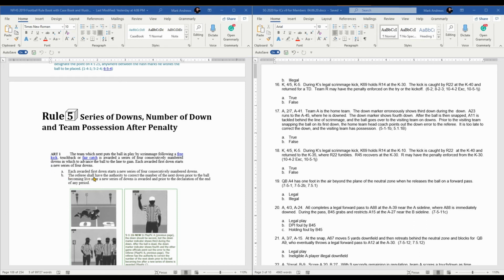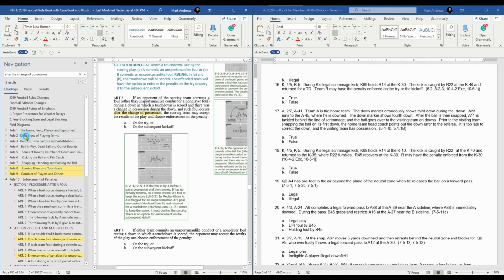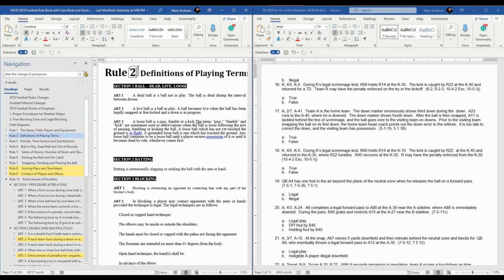5-1-1b says the referee shall have the authority to correct the number of the next down prior to the ball becoming live after a new series of downs is awarded and prior to the declaration of the end of any period. So, the answer to this is false. It's not too late to correct it because the ball has not become live. What is a live ball? Well, let's take a look at the definitions, right? Love our definitions. And it's the first one.